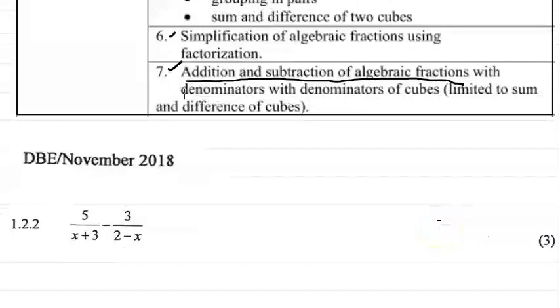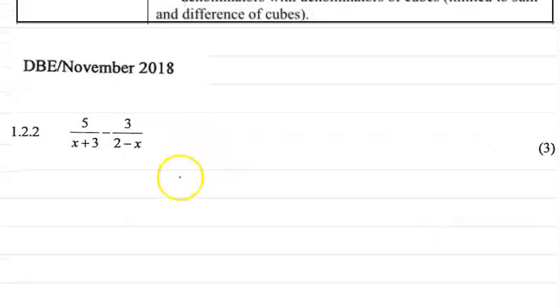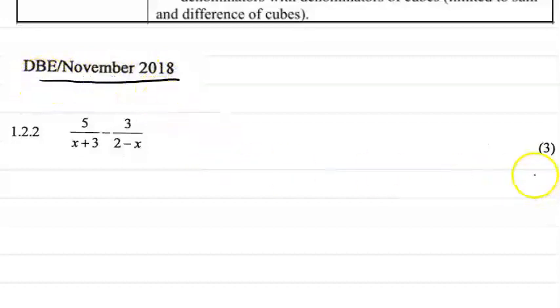Now, the thing about algebraic fractions and what we have to look at is the concept of lowest common denominator or lowest common multiple. And the first question that I'm going to be looking at is from the DBE November 2018 paper. It came out for 3 marks. We got 5 over x plus 3 minus 3 over 2 minus x.